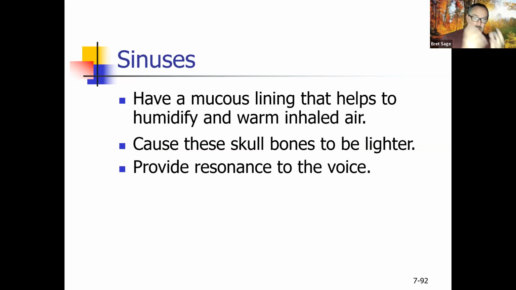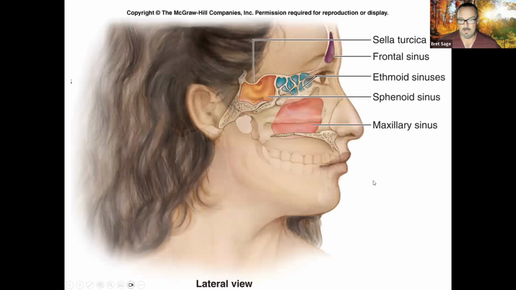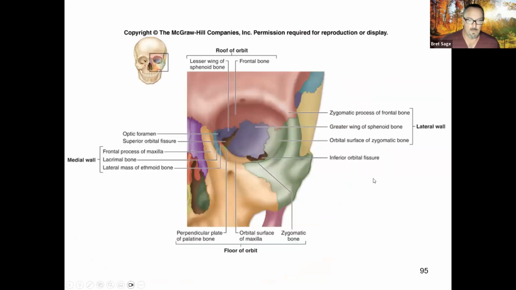So by having sinuses, it lightens up the bones of the face, making it easier to hold your head up. It also provides some resonance to the voice, so some depth, interest. Here's the image of some of the sinuses of the face. There's a lateral view. Notice that they're not exactly in the same orientation laterally and mid-sagittal.